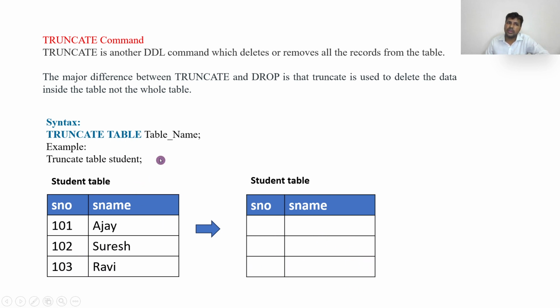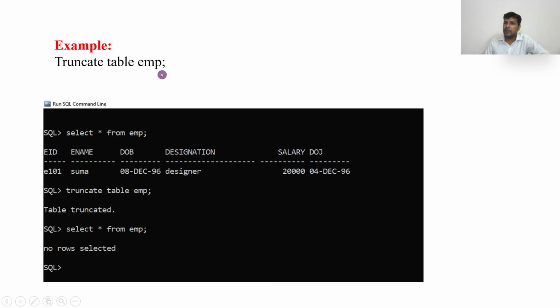Okay, I will show you a small example. Truncate table EMP. Already when I say select star from EMP, I have only one row, one record. But when I say truncate table EMP, automatically this E101 Suma, date, design, everything is gone. Next time when I say select star from EMP, no rows selected. That means the table is there. If the table is not available, then it will say table or view doesn't exist. That means the table is there, but it is empty. That's why no rows selected. So this is how truncate works.